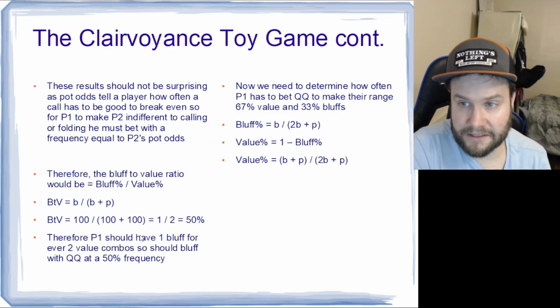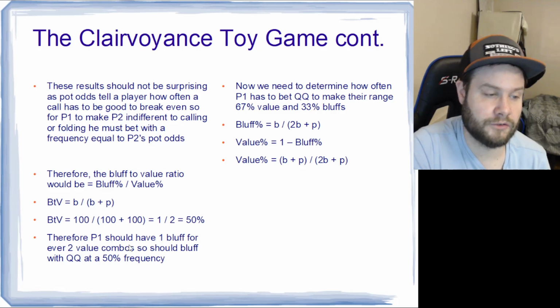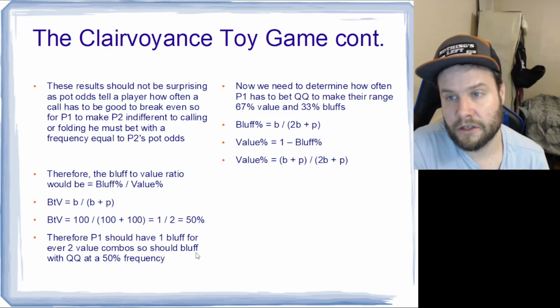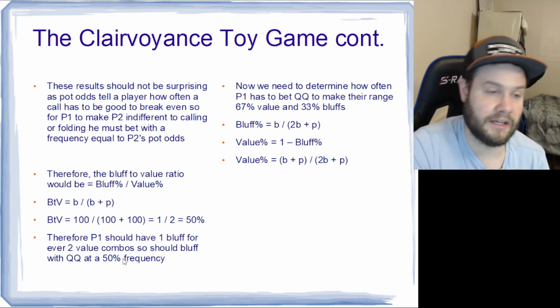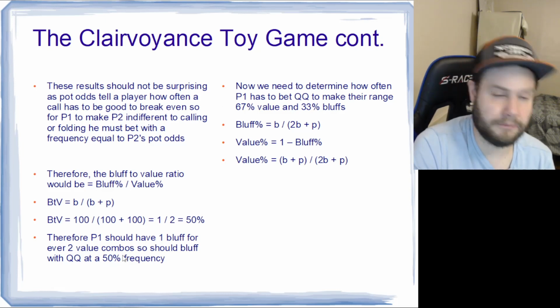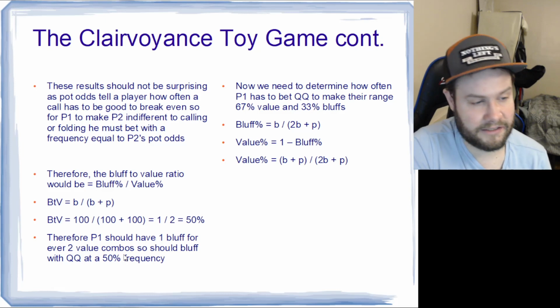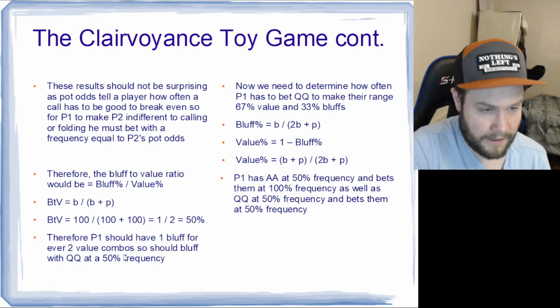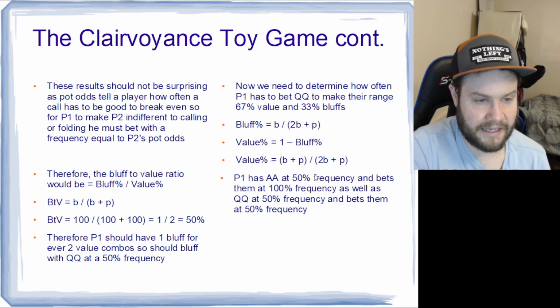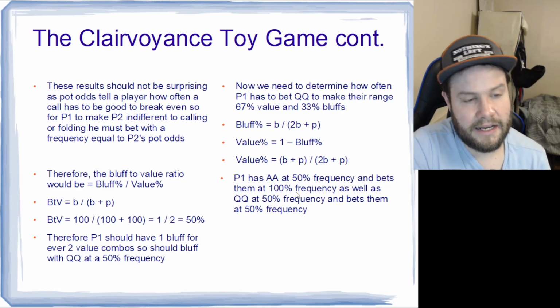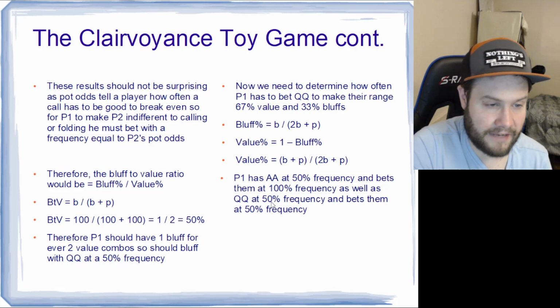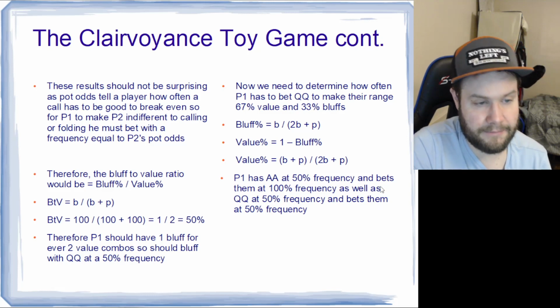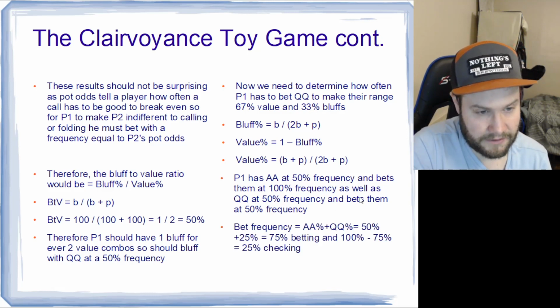Therefore, what that means is player 1 should have 1 bluff for every 2 value combos, and therefore should bluff with queen queen at a 50% frequency. So half the time he has queen queen, he bluffs. Half the time he has queen queen, he just gives up. Player 1 has ace ace at 50% frequency and bets them at 100% frequency, as well as queen queen at 50% frequency and bets them at 50% frequency.